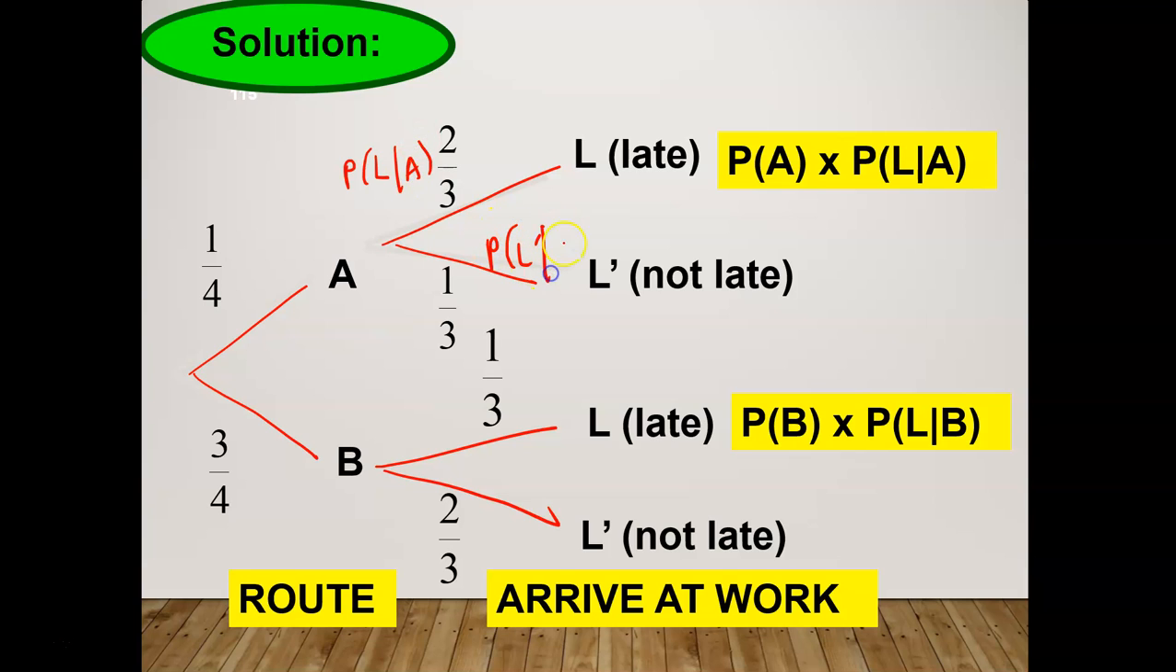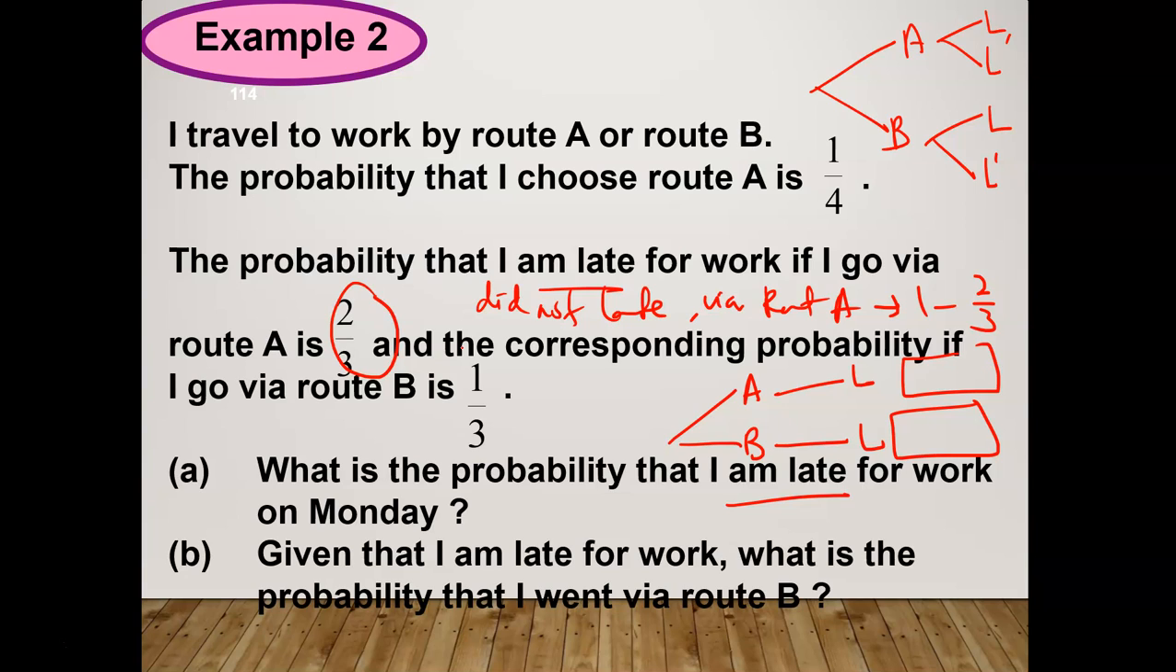P(L' | A), and this one is P(L | B), P(L' | B). If you realize here, all are about late or did not late at the first part of the conditional probability. But in this question, given that you are late for work, what is the probability that I went via route B? It's the reverse way.